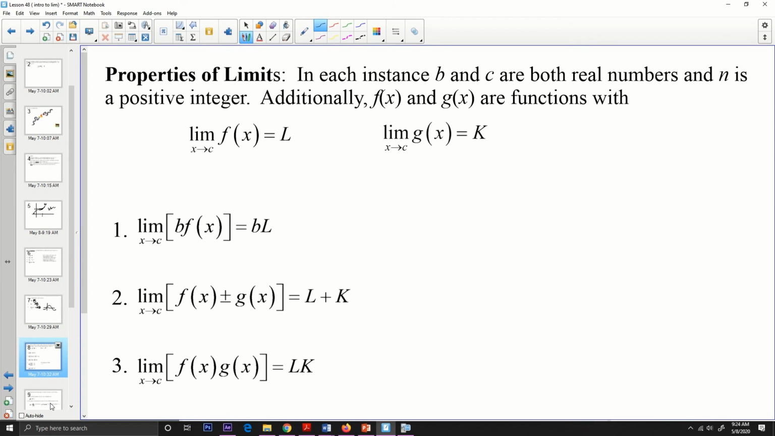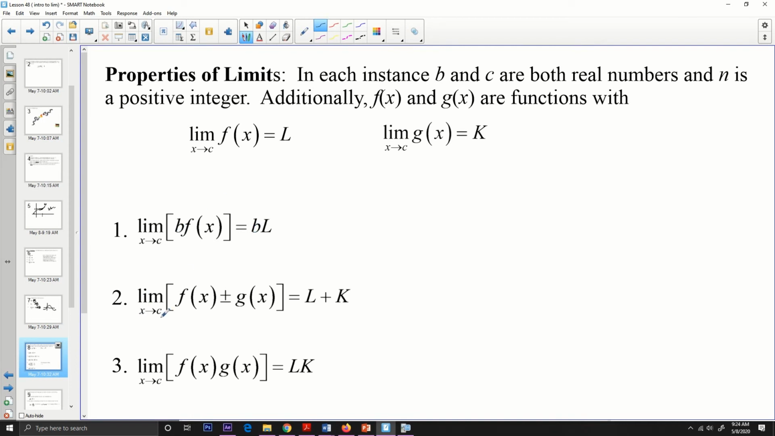Additionally, here are some additional properties of limits that can be used based on this. And again, in each instance, b and c are real numbers and n is a positive integer. Additionally, f of x and g of x are functions with the following properties. If you take the limit of f of x as x goes to c, you'll get L. And if you take the limit of g of x as x goes to c, you'll get K. And so if I take the limit as x goes to c of our function f of x times some constant multiplier, it'll just be that limit times the constant multiplier.